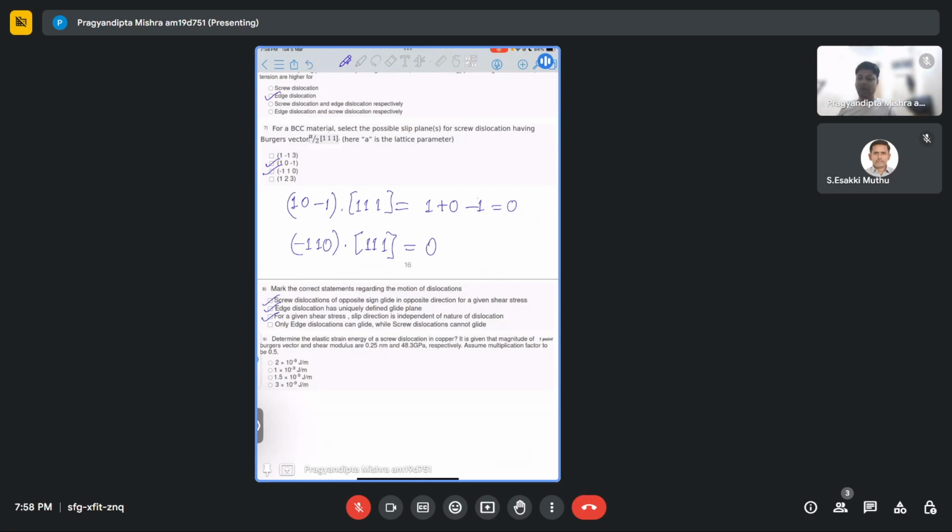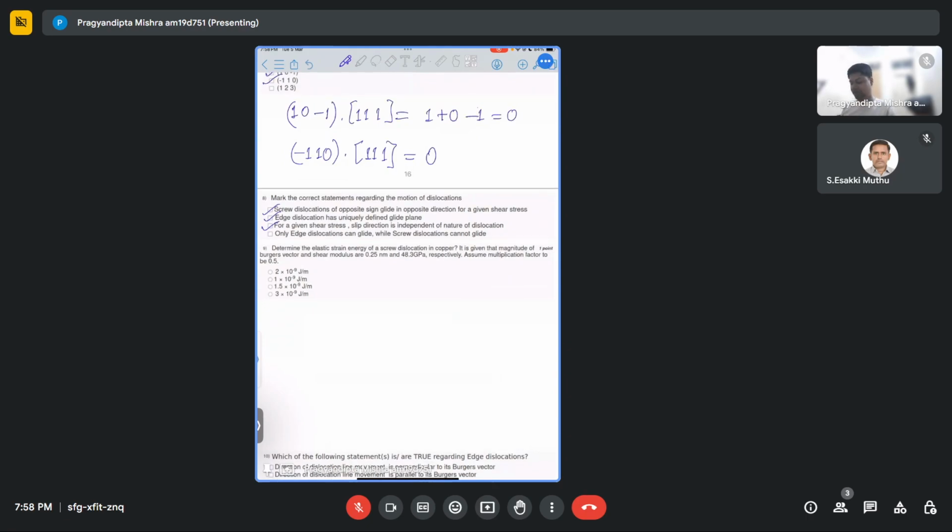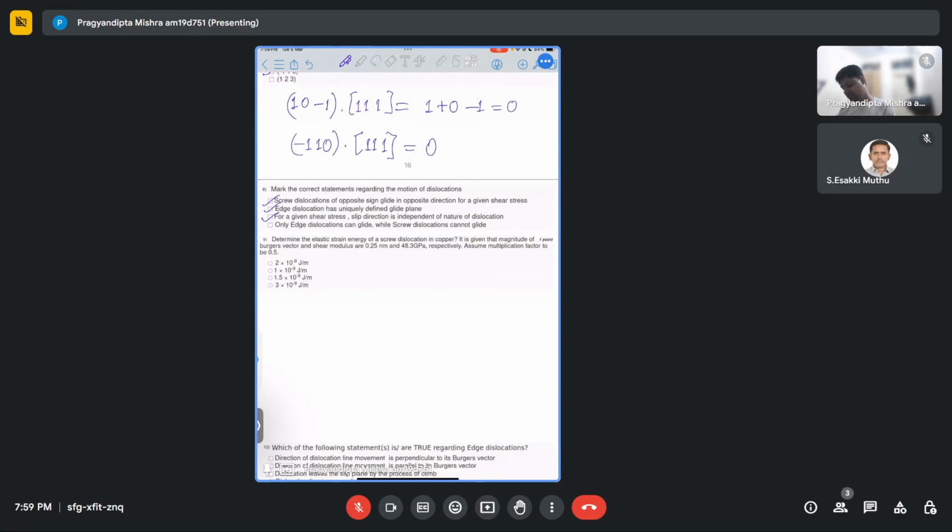Next question. Determine the elastic strain energy of a screw dislocation in copper. It is given that the magnitude of the Burgers vector and the shear modulus are 0.25 nanometers and 48.3 GPa respectively. Assume a multiplication factor of 0.5. So they have given us the value of G, the value of b, and they are asking us to find the elastic strain energy, with multiplication factor alpha to be 0.5.